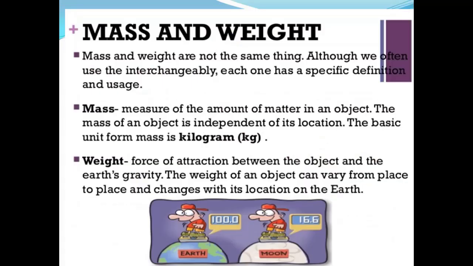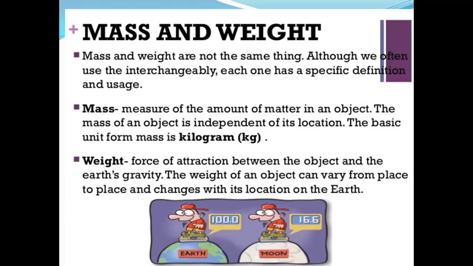So here boys, about the mass and the weight. Particularly when we talk about mass, these two quantities are not the same. Mass and weight are different. So for that we need to know about mass and weight. The first thing is mass, which is a measure of the amount of matter in an object. The mass of an object is independent of its location.